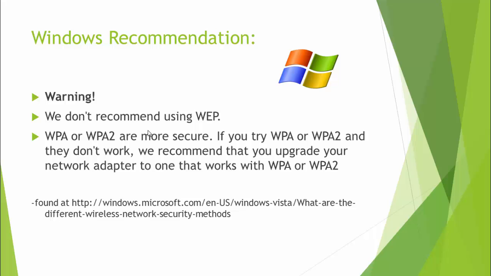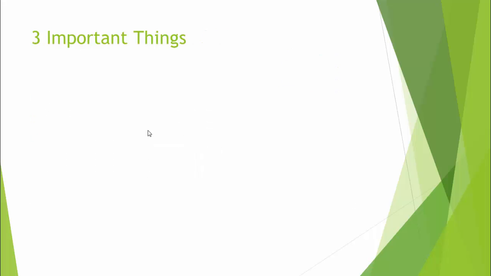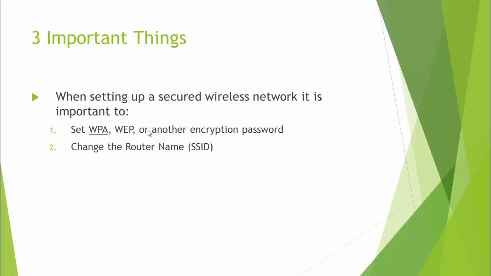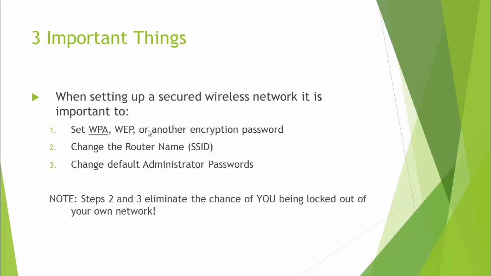Again, to emphasize, don't try using WEP for your standard security approach. You won't find that it's terribly effective. So, three important things with regards to setting up a secured wireless network. Use WPA. Make sure that you have encryption in place. Make sure that you change your router name and default administrator password so that nobody else can get into your Wi-Fi network. The last thing you want someone to do is to move to your router, put in the default administrator password, get access to it, and lock you out of your own network.